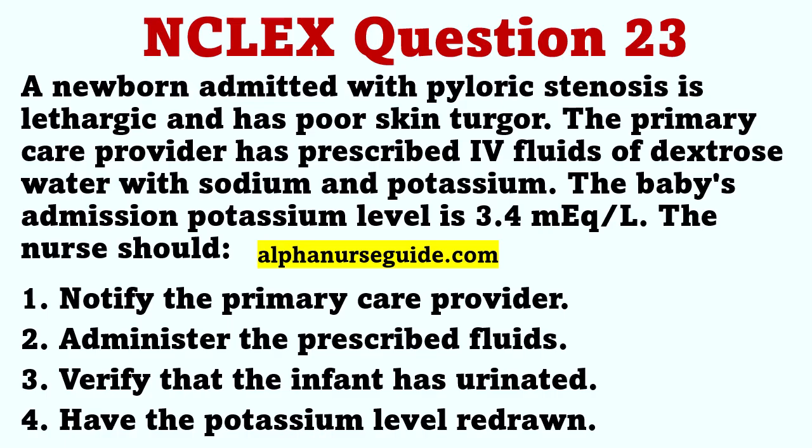The correct answer is 3. Normal serum potassium levels are 3.5 to 4.5 milliequivalents per liter. Elevated potassium levels can cause life-threatening cardiac arrhythmias. The nurse must verify that the client has the ability to clear potassium through urination before administering the drug. Infants with pyloric stenosis frequently have low potassium levels due to vomiting. A level of 3.4 milliequivalents per liter is not unexpected and should be corrected with the prescribed fluids. The lab value does not need to be redrawn, as the findings are consistent with the infant's condition.